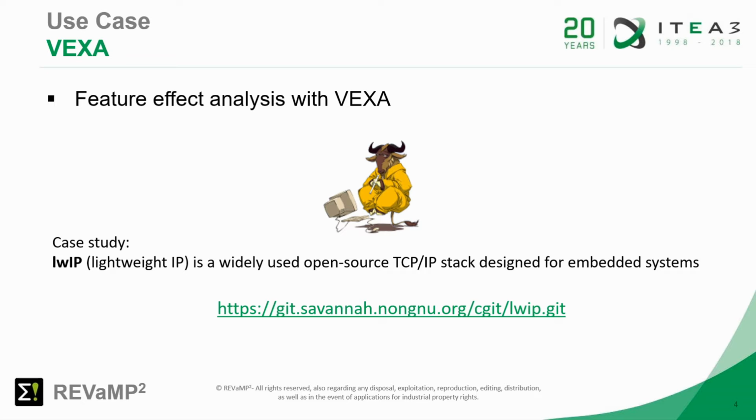So for our use case, we are going to calculate feature effects using the VEXA toolkit. As a case study, we're going to use the lightweight IP source code. Lightweight IP is an open source TCP/IP stack specially designed for embedded systems. So let's dive in and do the live demo.